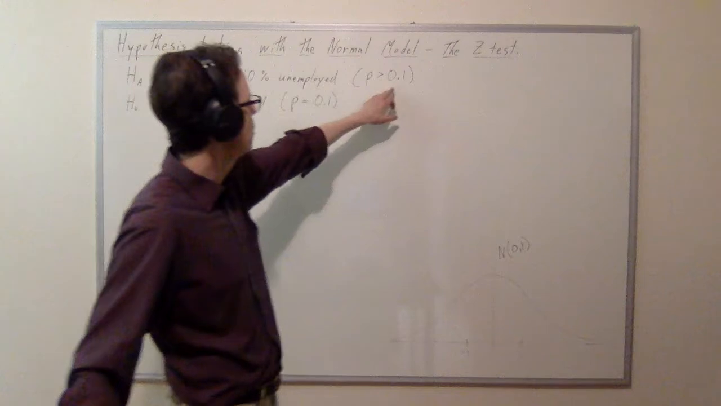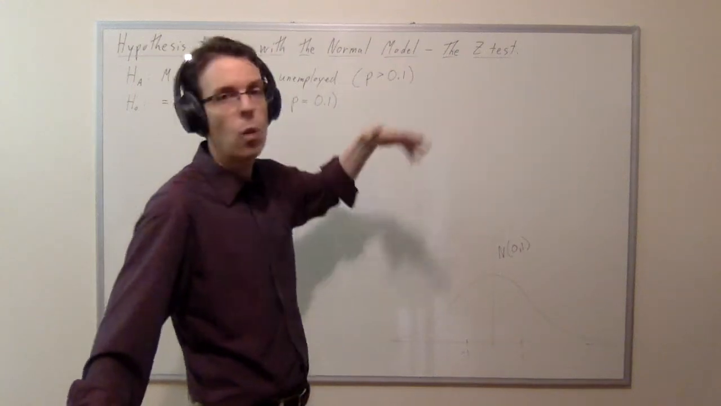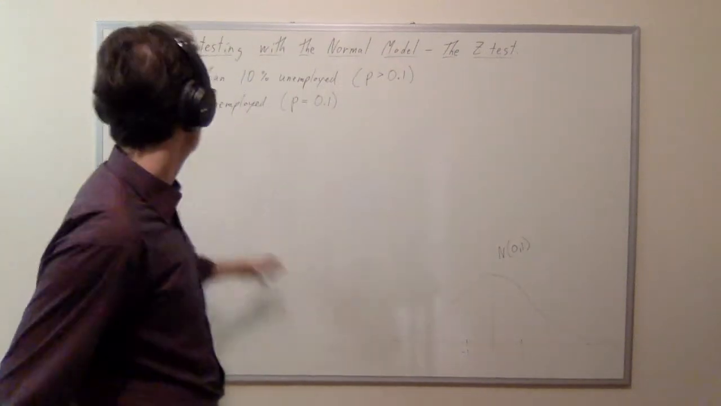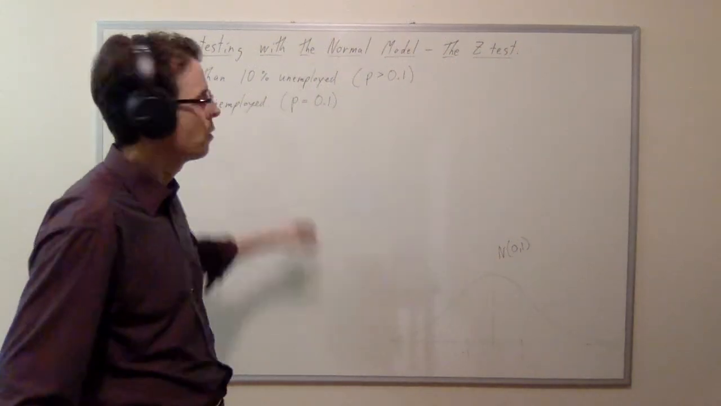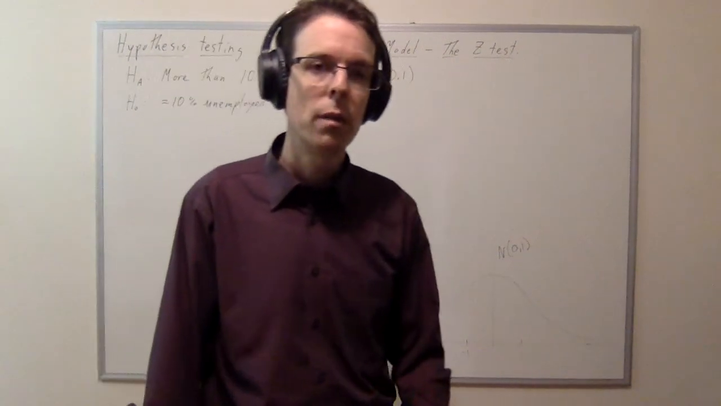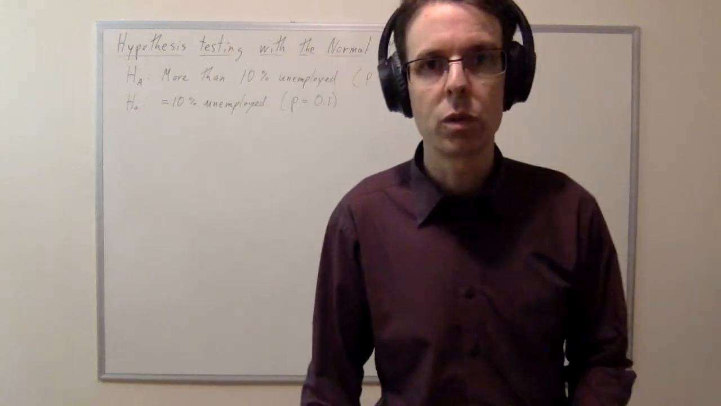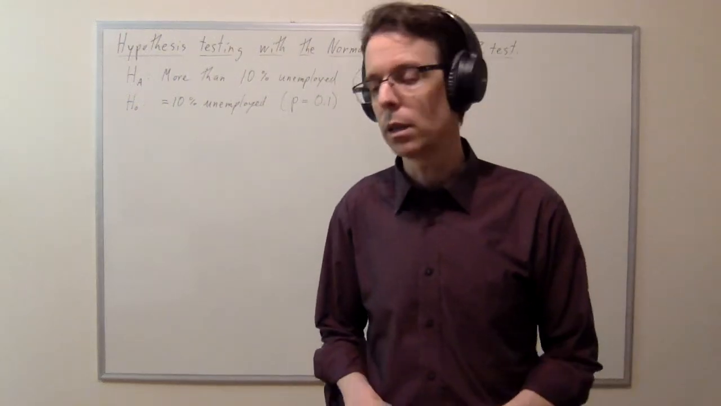So P is going to be greater than, notice, 0.1 because that's the same as 10%. And then the null hypothesis will say exactly 10% of the population is unemployed. And so it will assert that P is equal to 0.1 exactly.